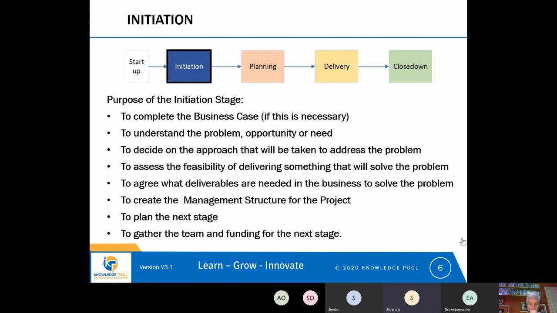Hi, Tony. About the visibility of delivering something that will solve the problem, one of the points that you mentioned, is it possible that you can give a scenario to back that up for clearer understanding? Do you understand what I mean? Yes, I do understand. Thank you.